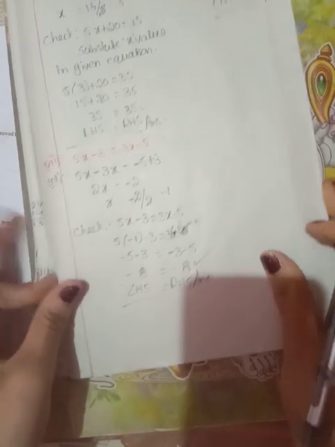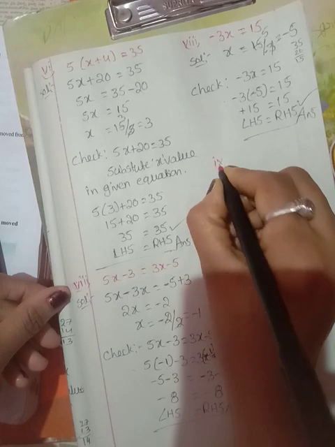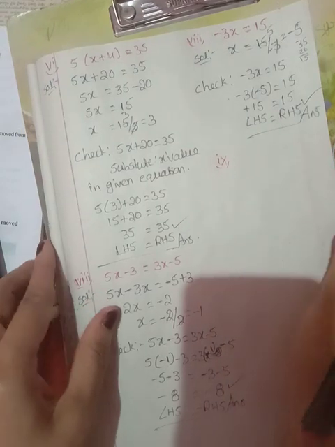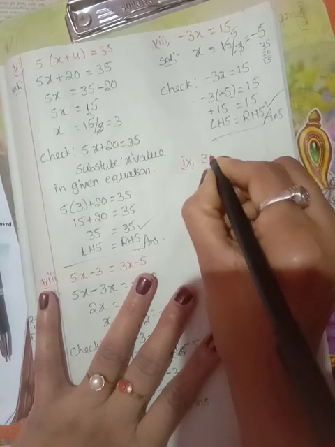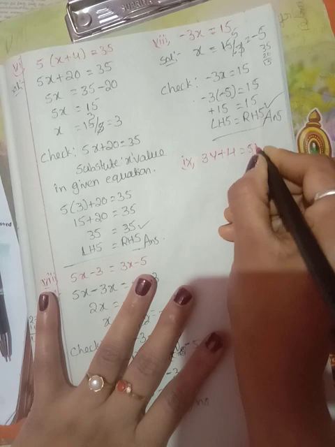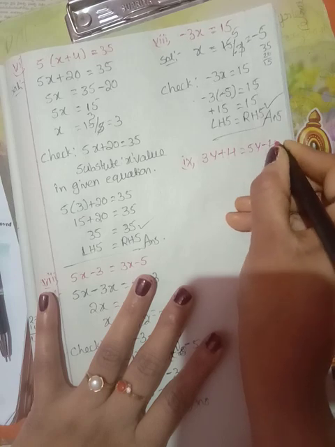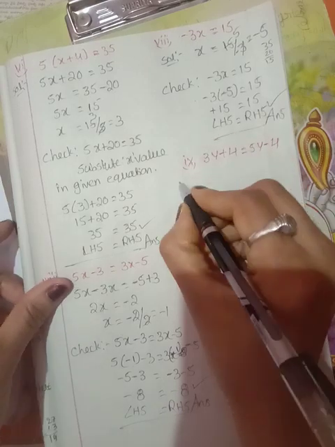Okay, Gagan Sai? Yeah. Next, which one? Tell me your 9th problem, Gagan Sai. Read it, Gagan Sai. 9th problem: 3y plus 4 equals 5y minus 4. Very good. Next is the solution.